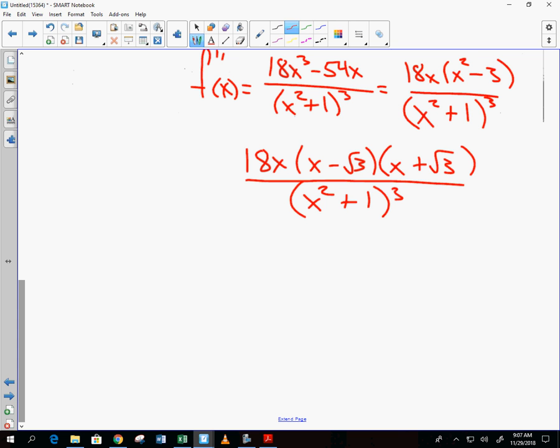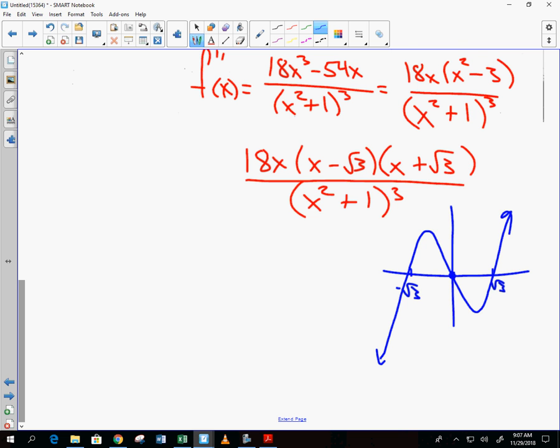So why do it? I'll show you why. Because we've already talked about this. True or false? The bottom is always positive. True. So therefore, I have to look at where the top is positive or negative. When I factor it like this, I can see exactly where it crosses the x-axis. It crosses at 0, root of 3, negative root of 3. So I'm going to have 0. I'm going to have the positive root of 3. And we have the negative root of 3. It's a cubic that's positive, so it will look like this. This is f double prime.